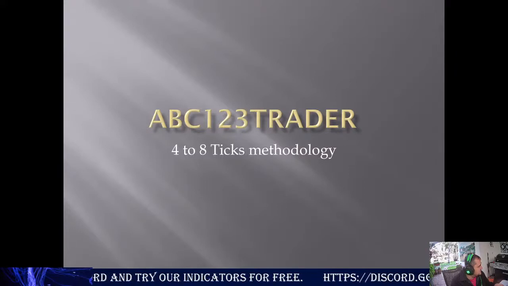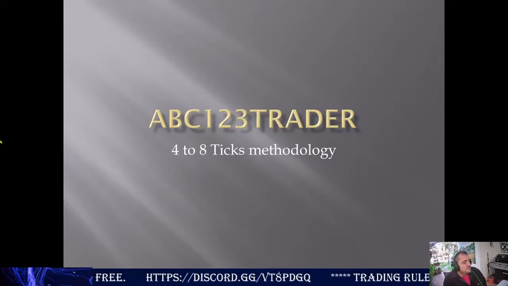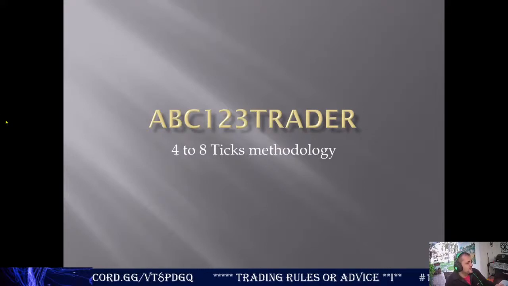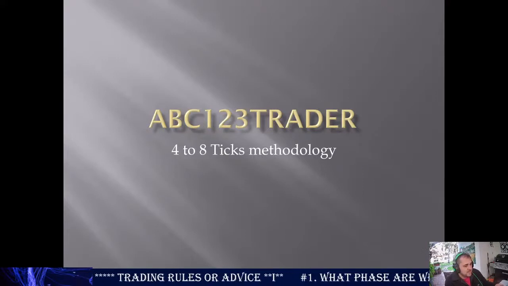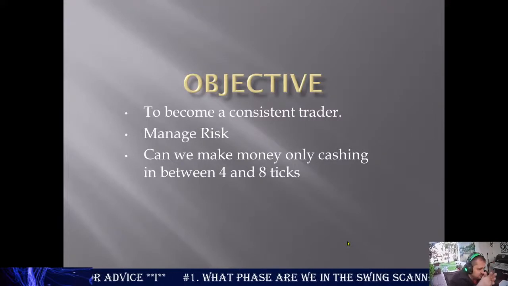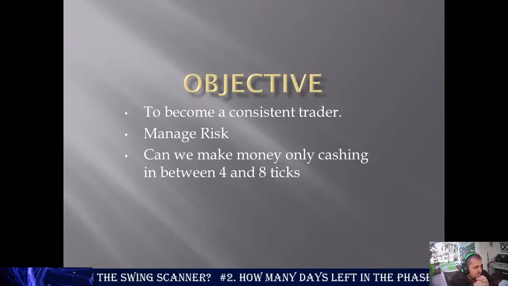So we are 41% of the way through this system so far that we've been trying to do. I've been trading one contract, trying to make $200-300 a day in order to pass a $50,000 combine, let's say. Okay, so let's get into it, and then I'll show you exactly what we're going to be doing. My bottom line for these webinars is for you to become a consistent trader, manage risk, and see if we can make money only cashing in between 4 to 8 ticks if needed.